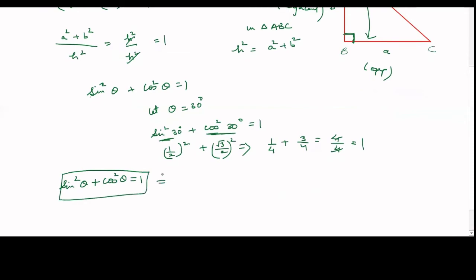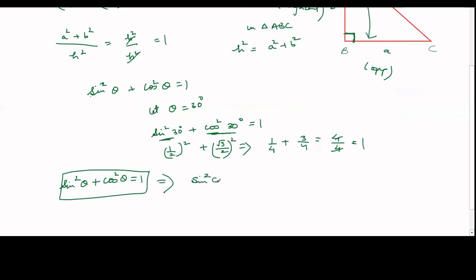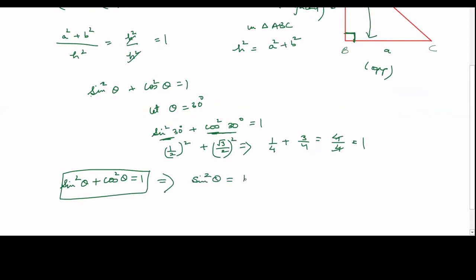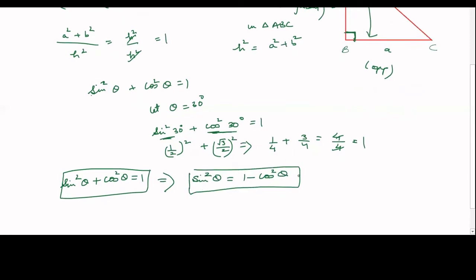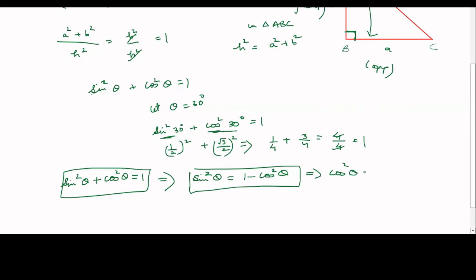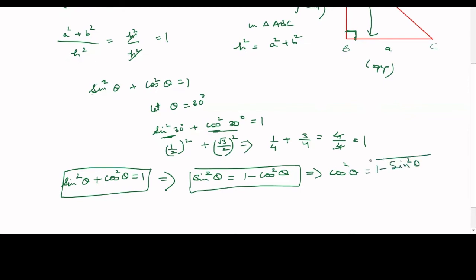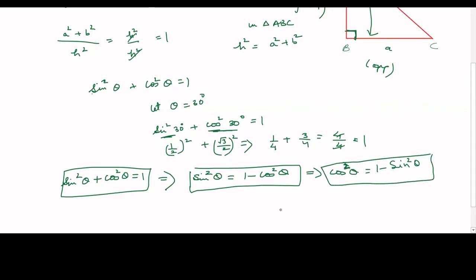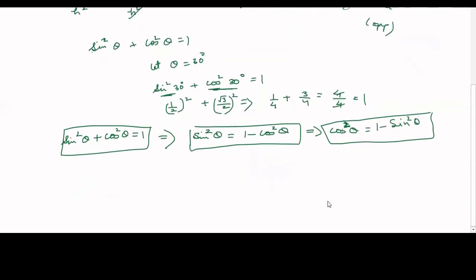These relations can also be written as, if I want to replace sine squared in terms of cos squared, we may also write 1 minus cos squared theta. Or if we want to use the relation of cos squared theta in terms of sine squared, it may be written as 1 minus sine squared theta. This is our first identity.